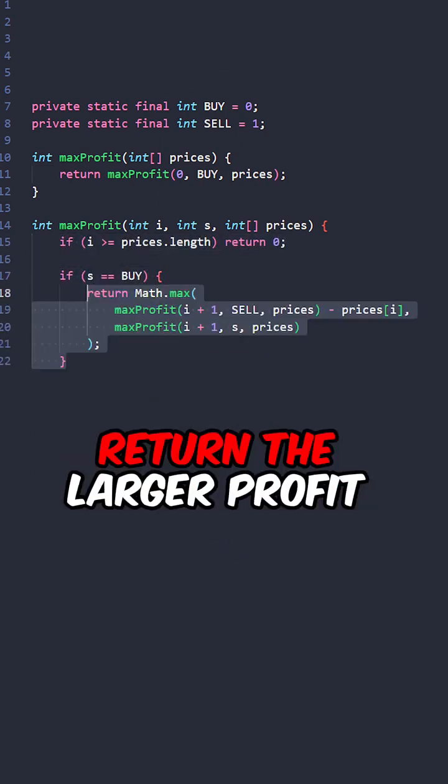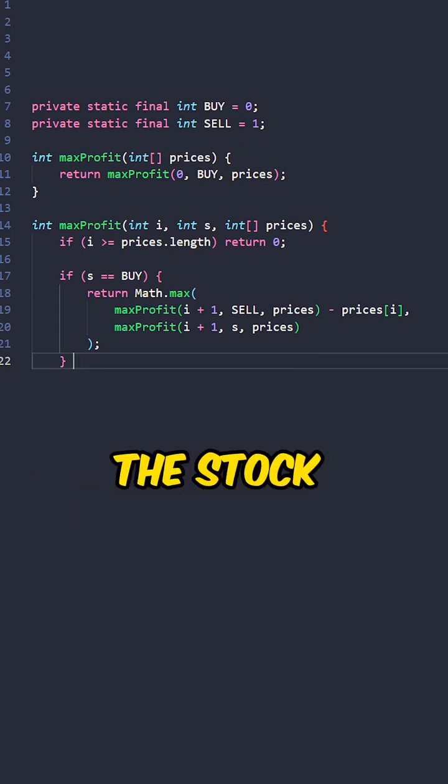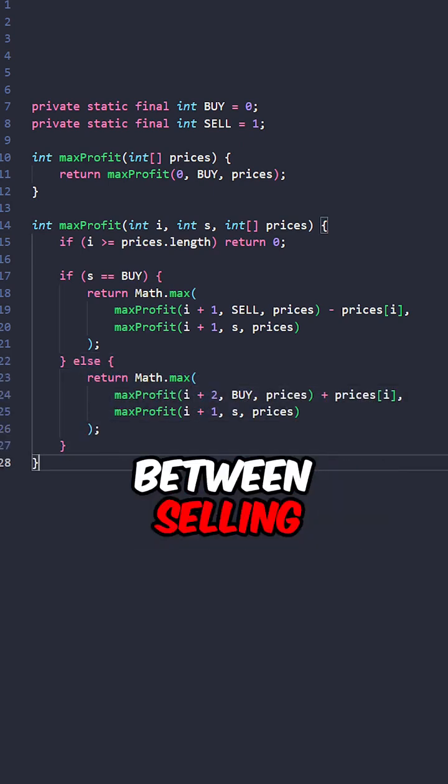If our state is buy, return the larger profit between buying and skipping the stock, else return the larger profit between selling and skipping the stock.